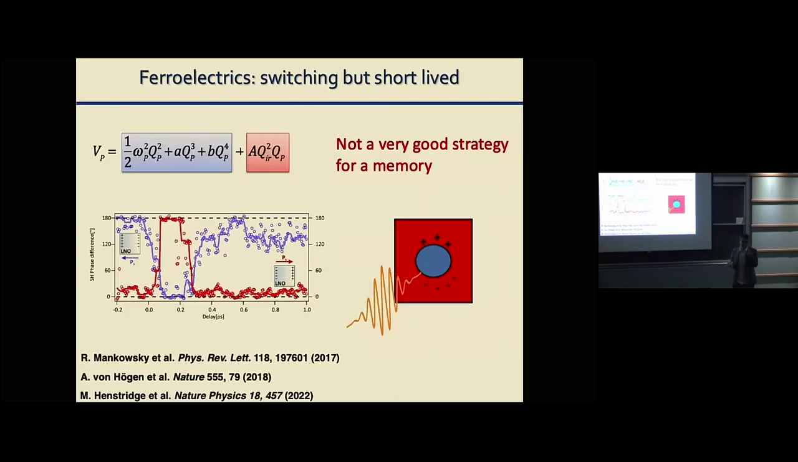The biggest problem that this type of approach had was that because the ferroelectric polarization has a conjugate field, which is an electric field, it also generates uncompensated charges, which then tend to switch the polarization back. So that's not very good for a memory, because you can switch it, but then you can never get rid of the uncompensated charges, and this thing switches back.